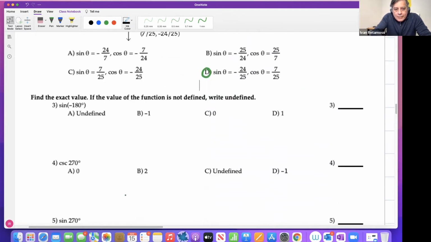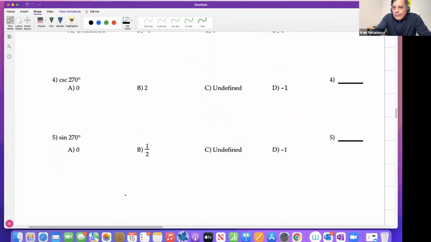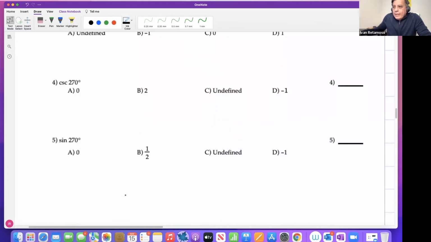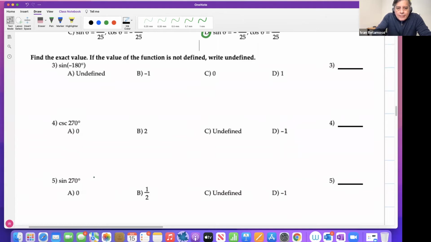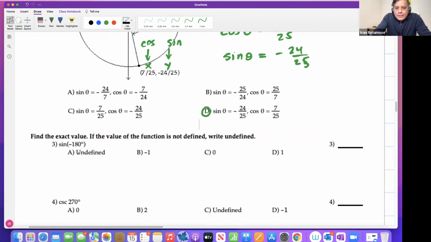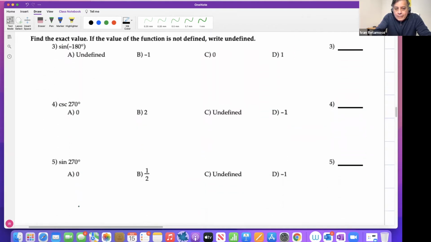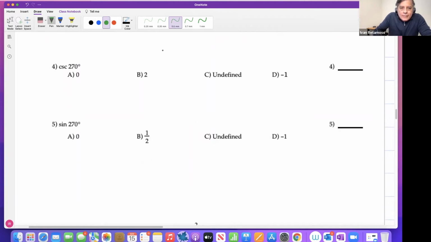Now, there are some other exercises here, such as this. They deal with negative angles, positive angles. So let me show you how, using the unit circle, it's easy to compute this type of things. For example, sine of minus 180, cosecant of 270, right? Sine of 270. Let's start with this one.